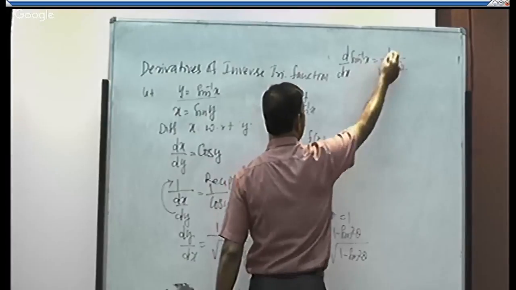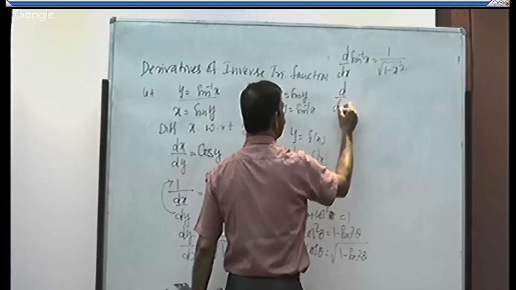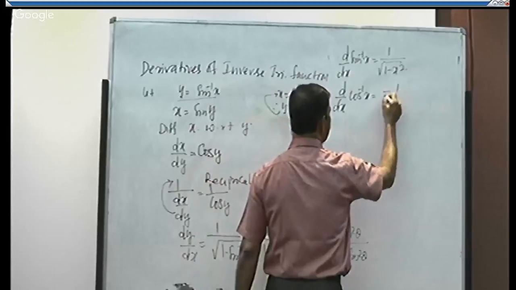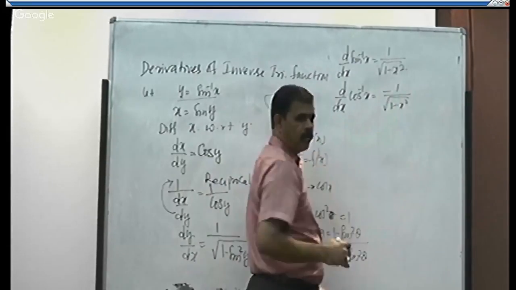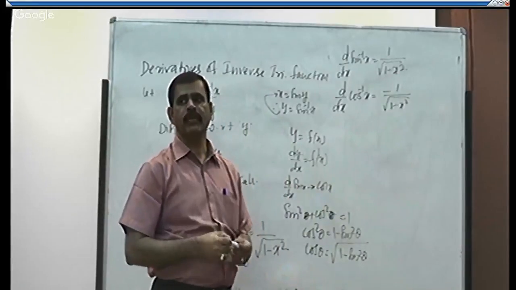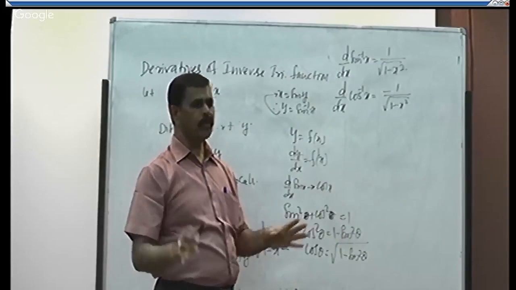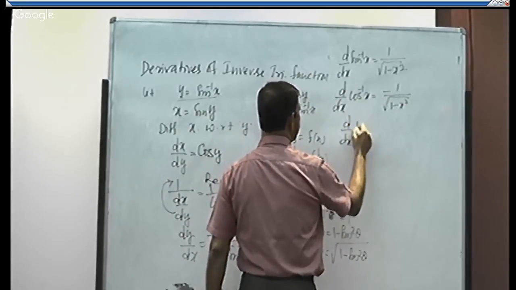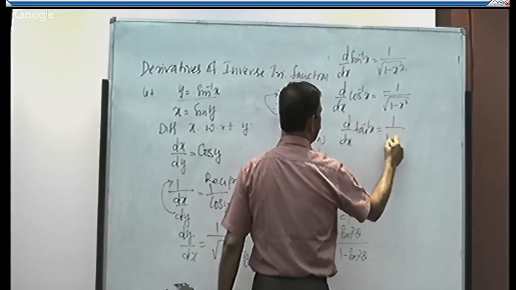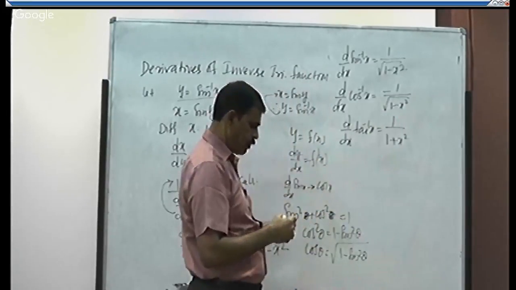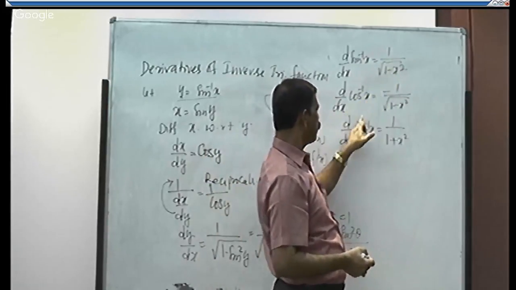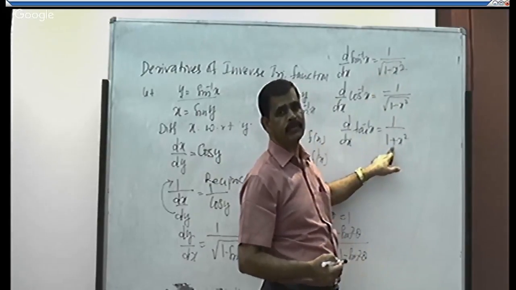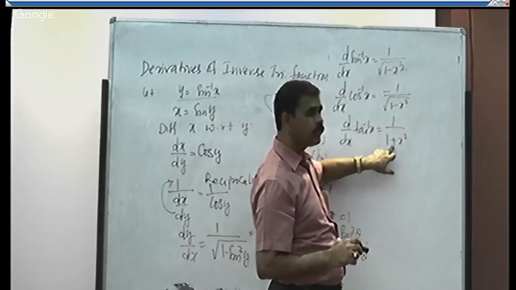Differentiation of sin inverse x is 1 by root of 1 minus x square. D by dx of cos inverse x, in the same way, is minus 1 divided by root of 1 minus x square. For sin inverse x and cos inverse x, we have the same derivatives. The only difference is minus. Got it? The same way, d by dx of tan inverse x is 1 by 1 plus x square. You can easily remember it. For sin inverse x it is root of 1 minus x square. For tan inverse, there is no root. Here is minus; here we will have plus. That is the only difference.